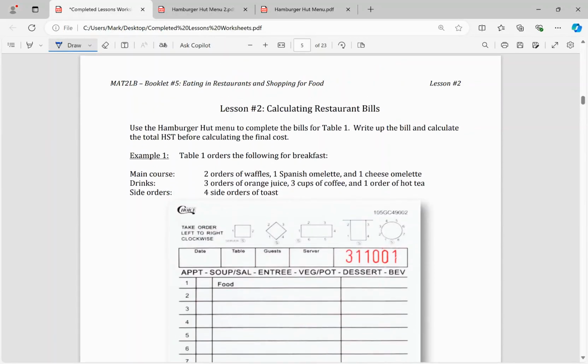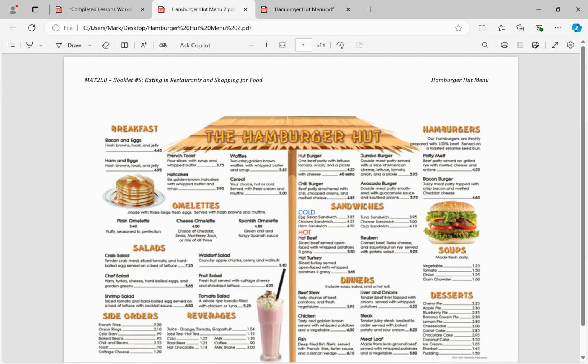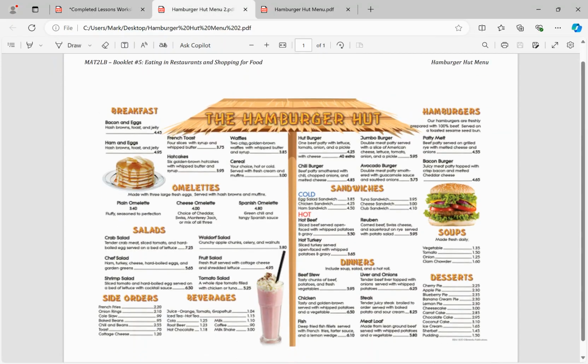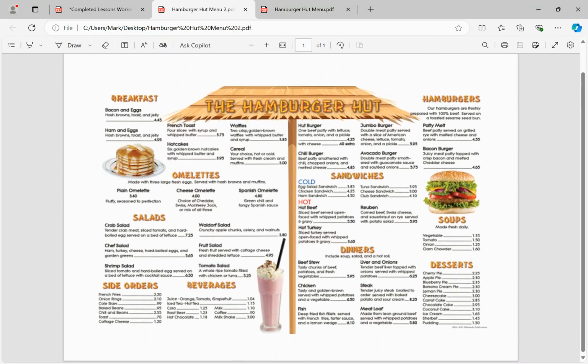All right, everybody. Today we will be completing Lesson 2 in Booklet 5, that is calculating restaurant bills. Now, for this lesson, as well as I believe some in the future, you will need an additional sheet with you. I've included this sheet for you, and it is the Hamburger Hut menu. Many worksheets ask you to use this menu if they want the price, for example, of bacon and eggs. You'll come here and you will see that it is $4.45.